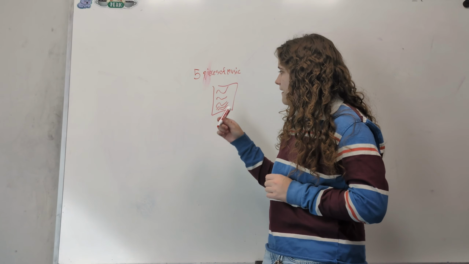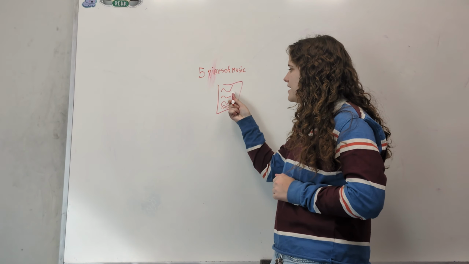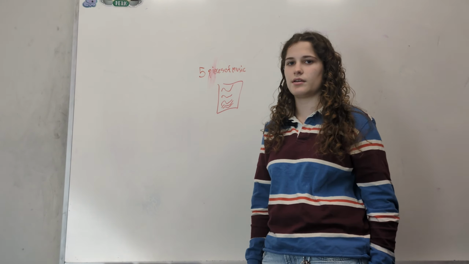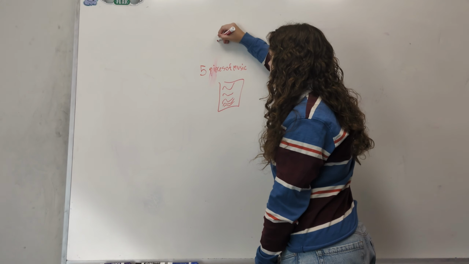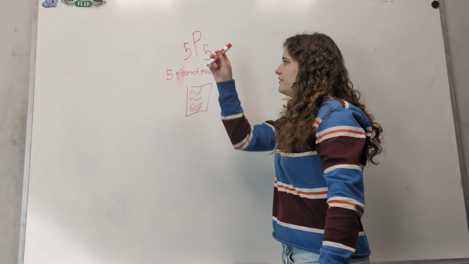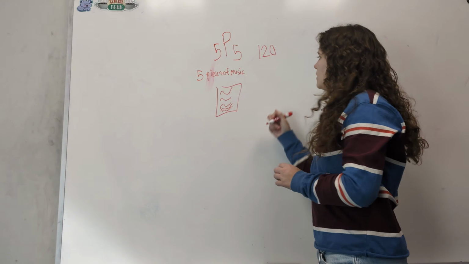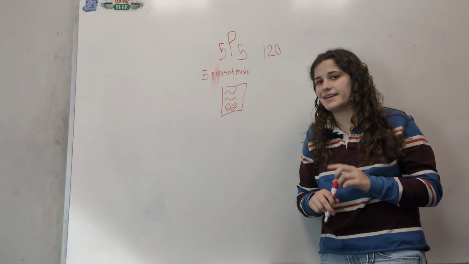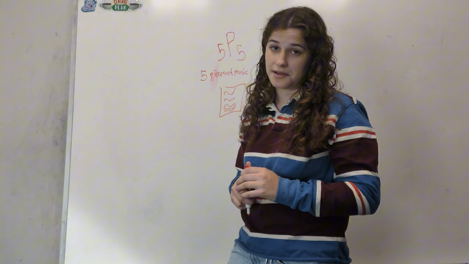Let's think. We have 5 pieces. But how many options do we have to arrange these pieces of music? 5. So therefore, our equation will be 5P5. And 5P5 gets us 120. So Dr. Kennedy and the wind ensemble have 120 different ways to arrange their pieces of music. So a lot of creativity on his part.